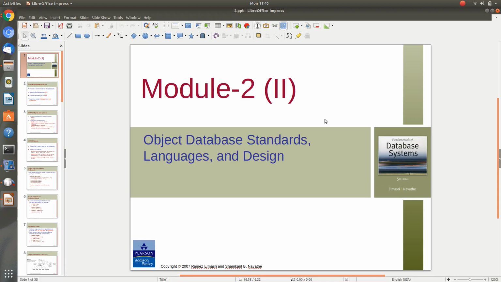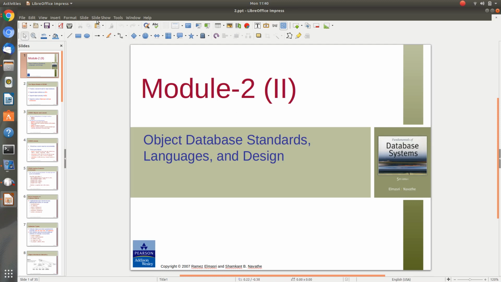Hello students, in this session we will discuss the object database standards, the languages, and object-oriented database design. In the previous session we were discussing the various object-oriented database features, including various type constructors, objects and associated things. At that point we were focusing only on the basics, on the representation of a database in terms of object-oriented concepts.